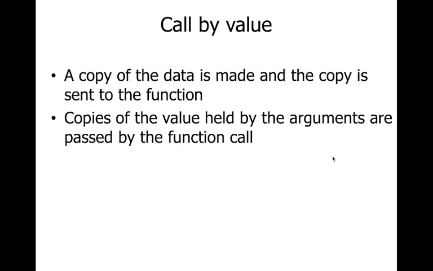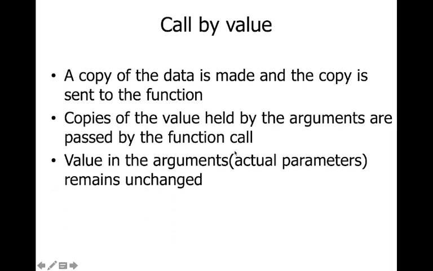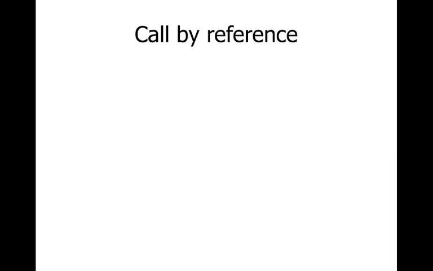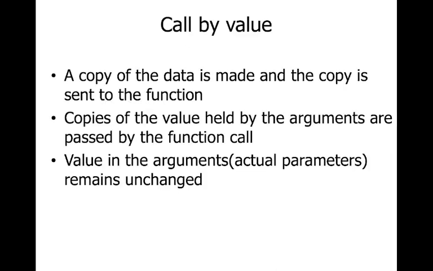So actual and formal parameters are there. What it does is the argument's value will not be changed. Only the parameter value, that is inside the function, will be changed. So values in the arguments or the actual parameters remain unchanged. When we call it, the actual parameters remain unchanged. Okay, so we will see that example. Before that, we will see call by reference also. You will understand this call by value after seeing this example.